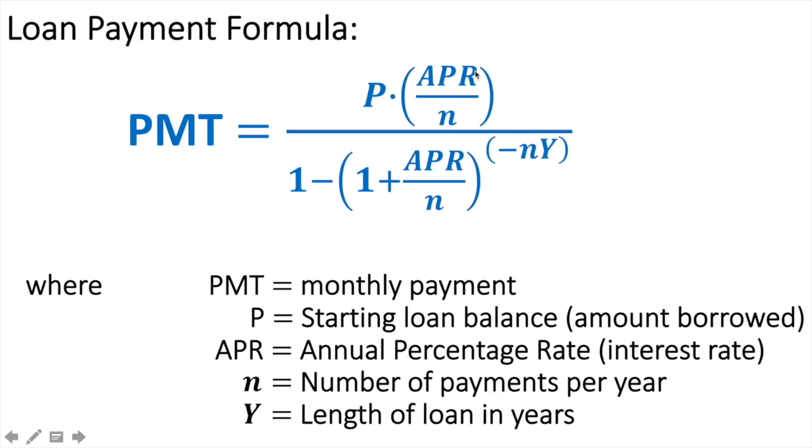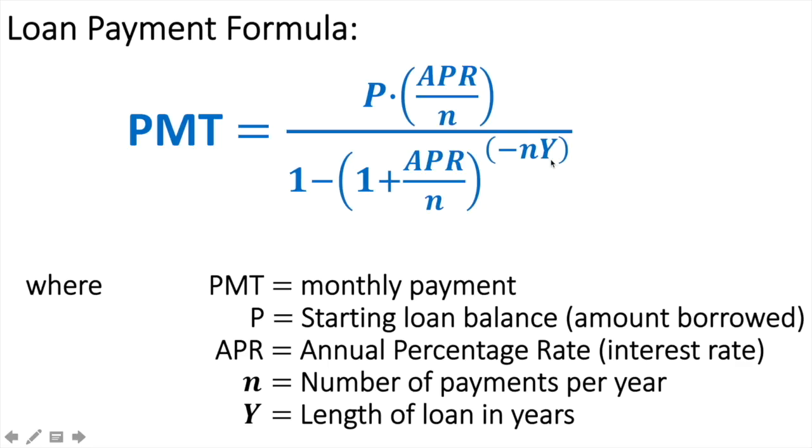A couple things I want to bring to your attention. APR is the interest rate. That's how much you're going to charge. If it's a 7% loan, we're going to convert that to a decimal, so 0.07. N is going to be the number of payments per year, and it's always going to be 12 for everything that we're going to do. So we're just going to type in 12. There are 3 places though for the N, if you notice that. And Y is how long the loan is in years. So if it's a 5-year loan, we're just going to type in 5 here.